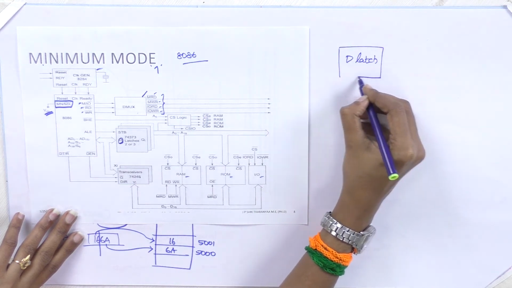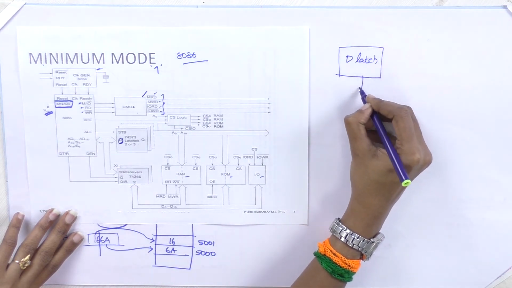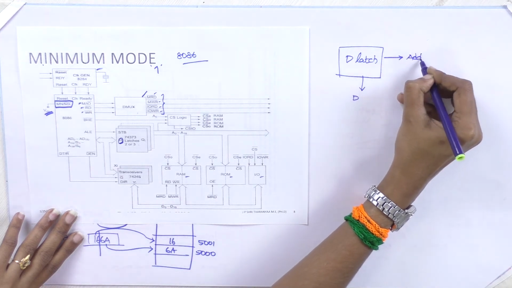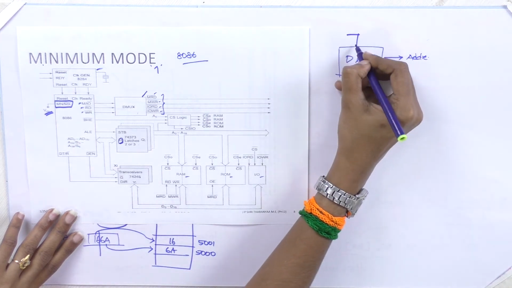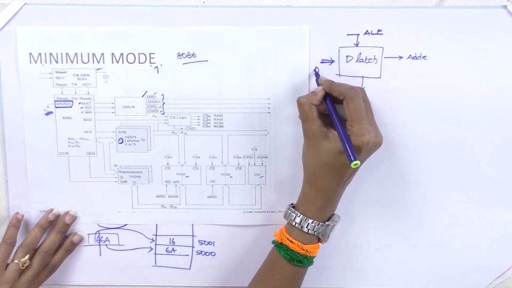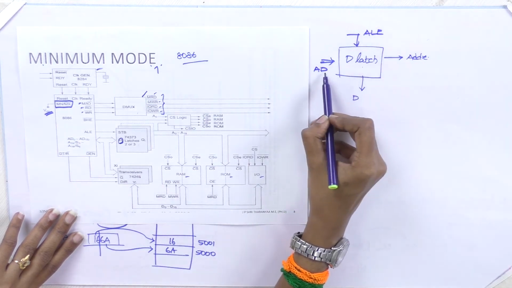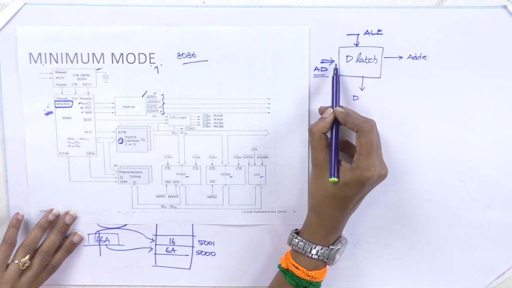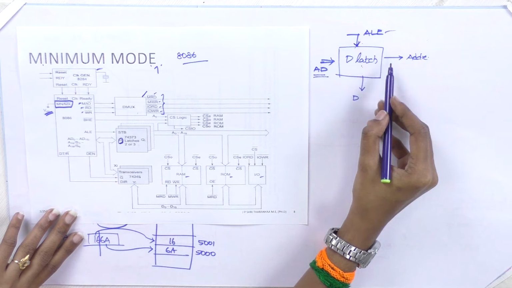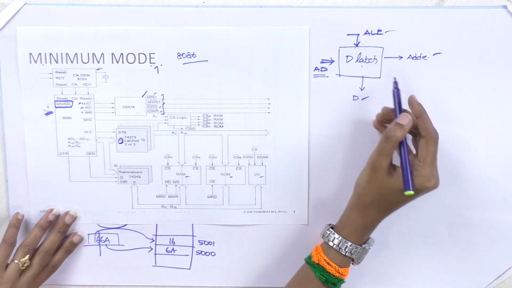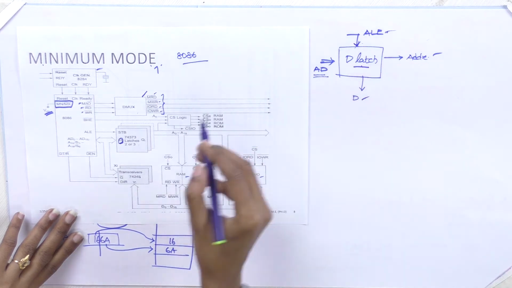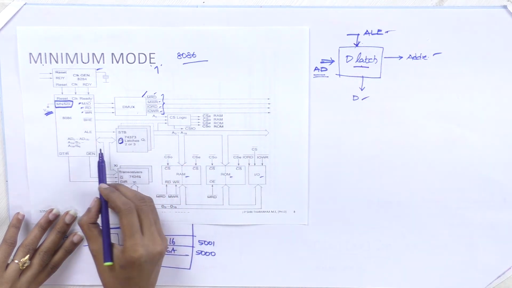So this D latch will split the data lines and address lines. If we pass the address latch enable, to this D latch we will give the data and address multiplexed line as an input. With the help of address latch enable, we will split the address and the data line. This address latch enable is used to enable this D latch. Okay, so that's what is given here.